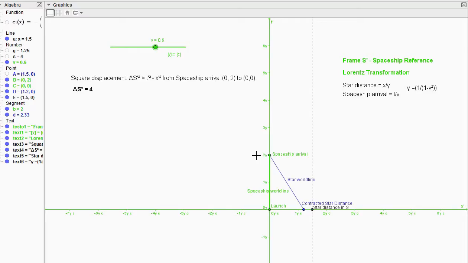In the relativistic description, the constant of the motion is the displacement and not the distance and the time, like in the classical case. In the spaceship reference, the value of the square displacement from the spaceship arrival event to the launch event is 4, as well as in the Earth reference.